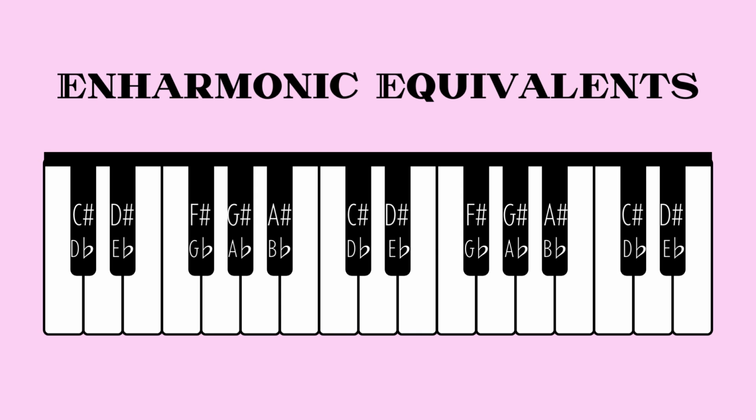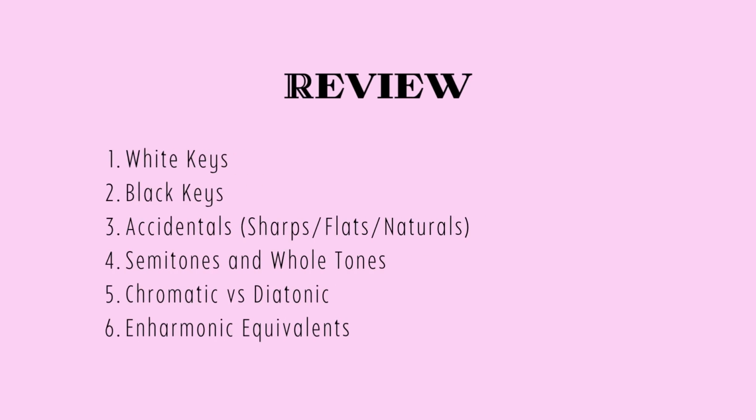Why does this matter? Well, depending on the key or musical context, composers may choose one name over another. For example, in a key that includes D flat major, we would write the black key as D flat instead of C sharp to match the structure of the scale. And enharmonic equivalents are also used in modulation, which is changing from one key to the next, and certain tuning systems. Let's quickly review what we learned today.